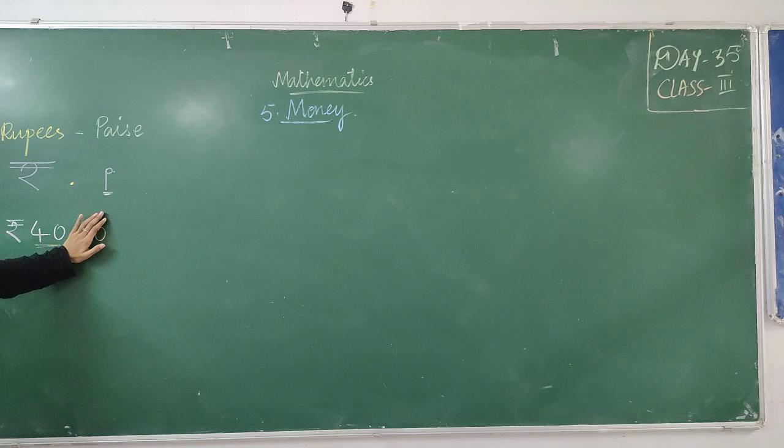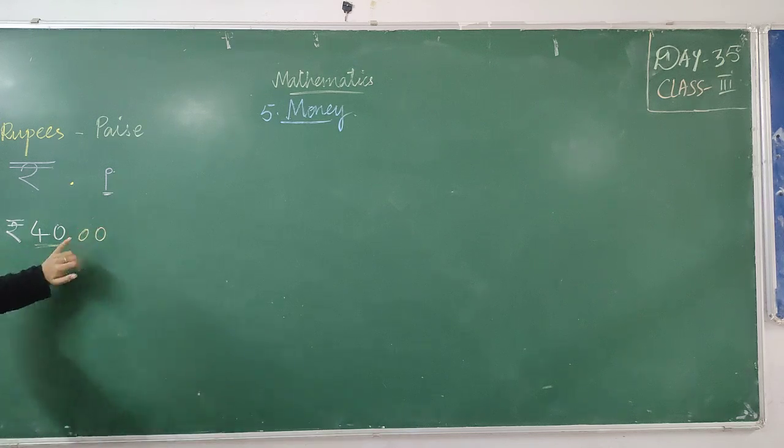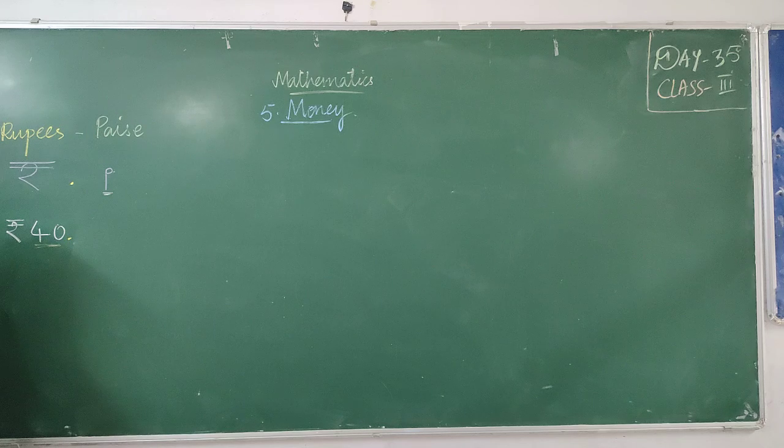But mostly when you are going shopping, in bills, they will mention 00 paisa for better understanding or better calculation. If you don't write this also, it is understood as 40 only. I hope you all understood till here. Before the point will be rupees, after the point will be paisa. Now, we are going to learn 2 topics today, that is conversion of rupees into paisa first.